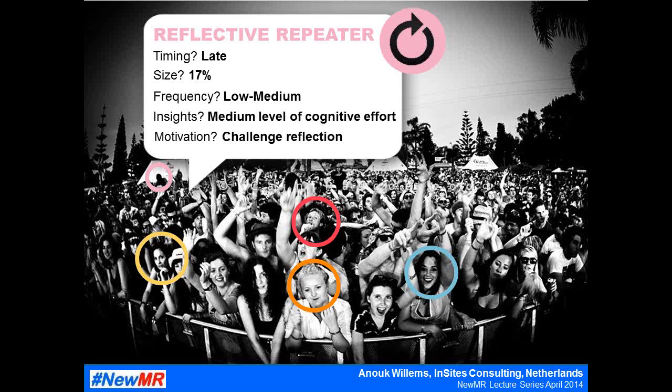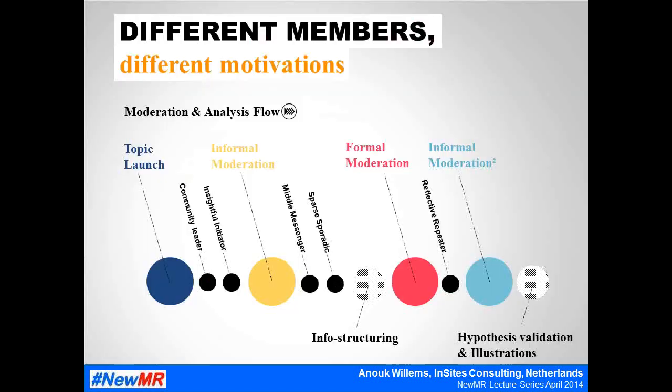So these are the 5 profiles, and now we know that not all members that are recruited are the same. What does this mean for us moderators? What do we need to think about when moderating the discussion? Well, as the discussion evolves, we usually have 3 moments of moderation. After we have the topic launch, we have an informal moderation, a formal moderation, and an informal moderation squared.